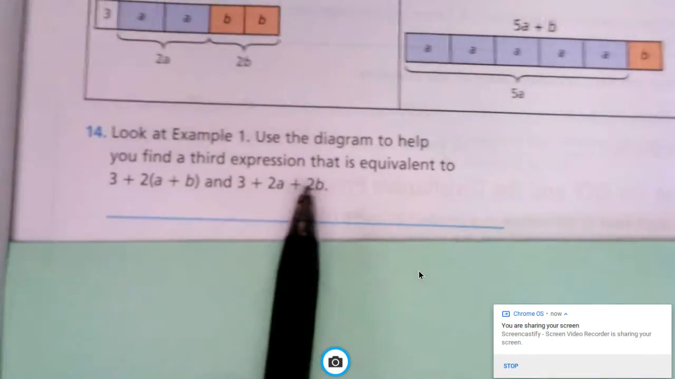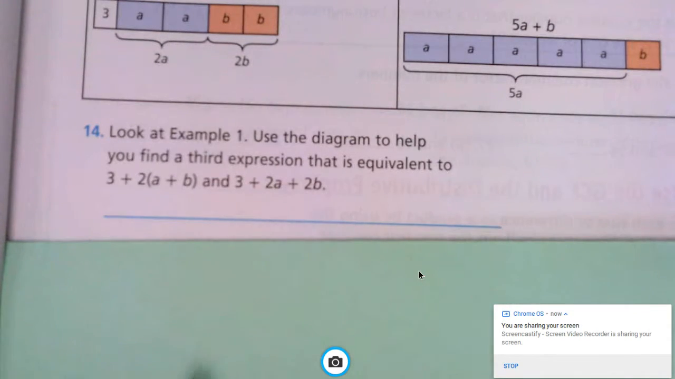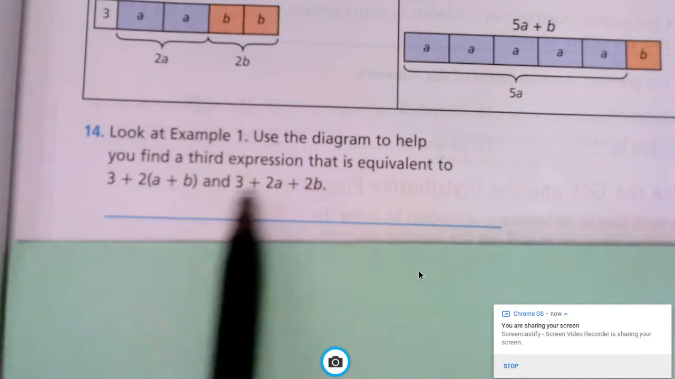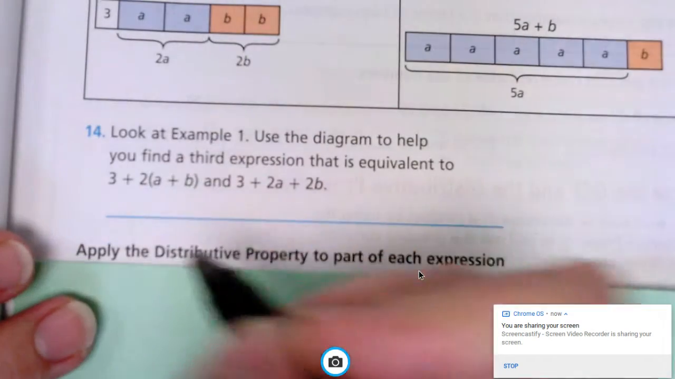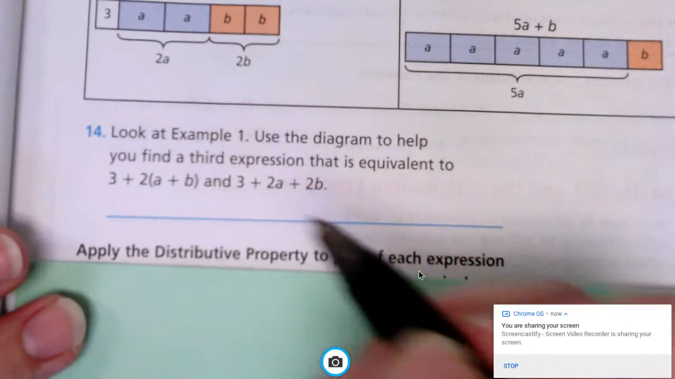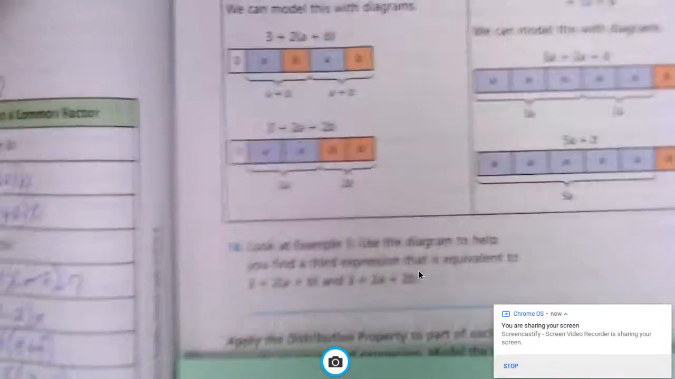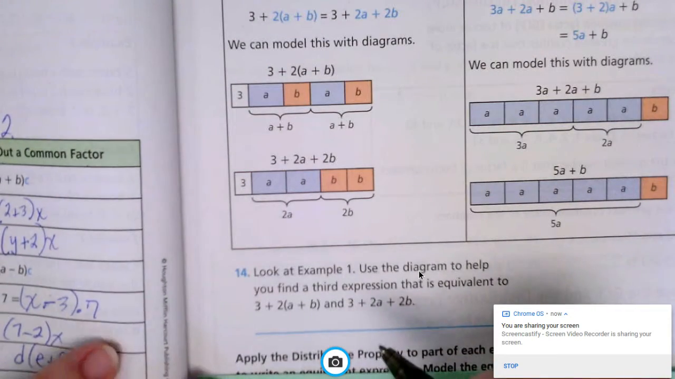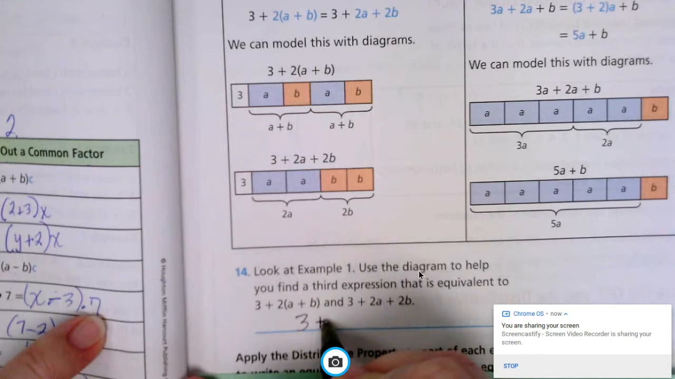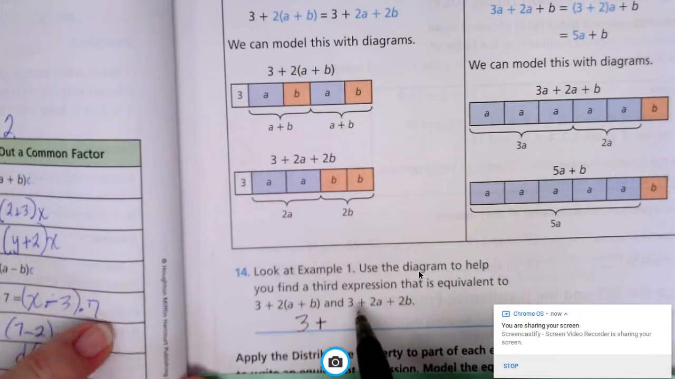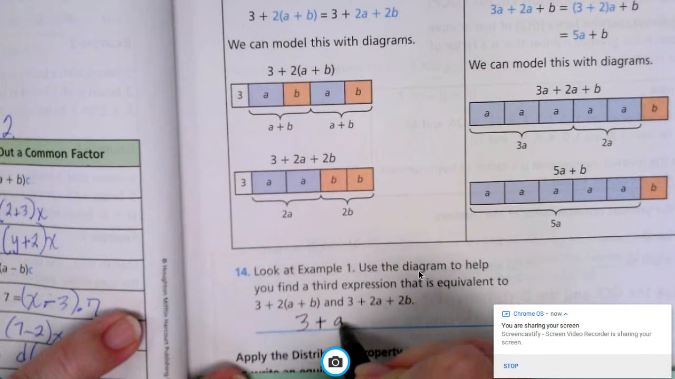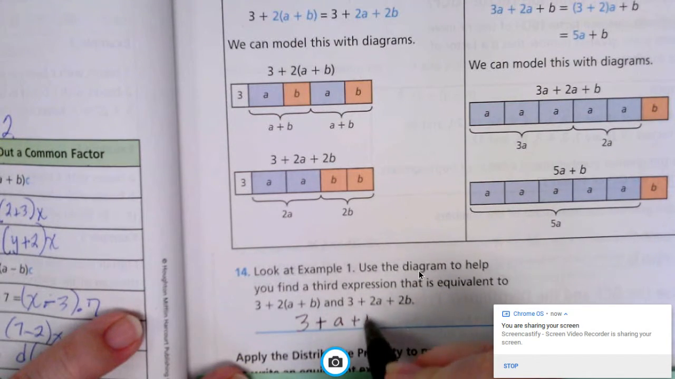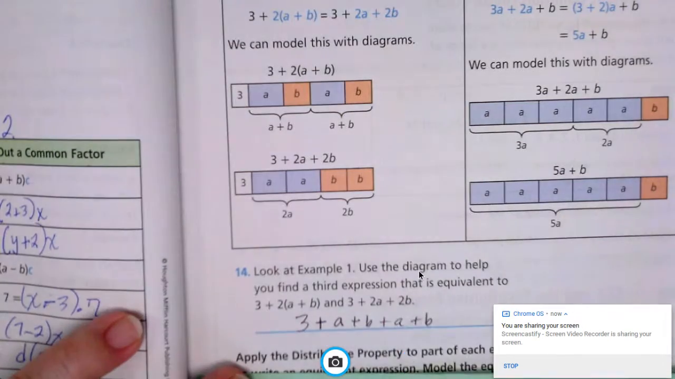So if you look down here on number 14, it says, look at example 1 and use the diagram to help you find a third expression that's equivalent to these two. So here's a possible answer. Three plus, this 3 wasn't involved. Then we could just break it up into the repeated addition, a plus b plus a plus b.